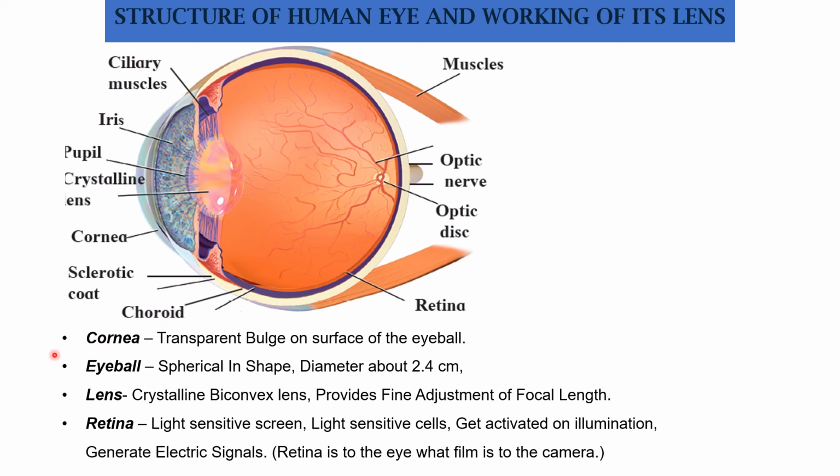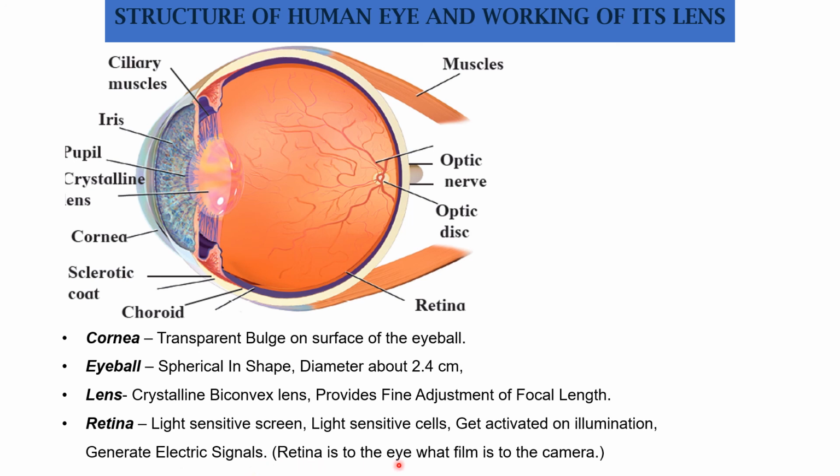Let us quickly go through it. Once again, cornea, transparent bulge on the surface of the eyeball, main function being refraction of light. Eyeball, spherical in shape and diameter is about 2.4 centimeters. We have a lens that is crystalline, biconvex, and it provides fine adjustment to the focal length. Retina, light sensitive screen, light sensitive cells are present which get activated on illumination and generate electric signals.